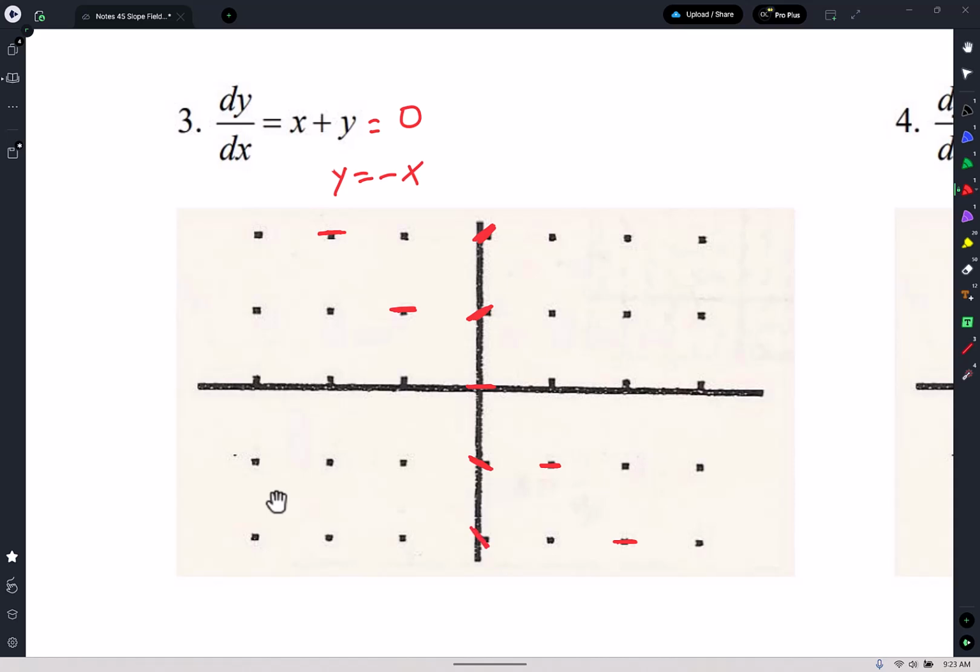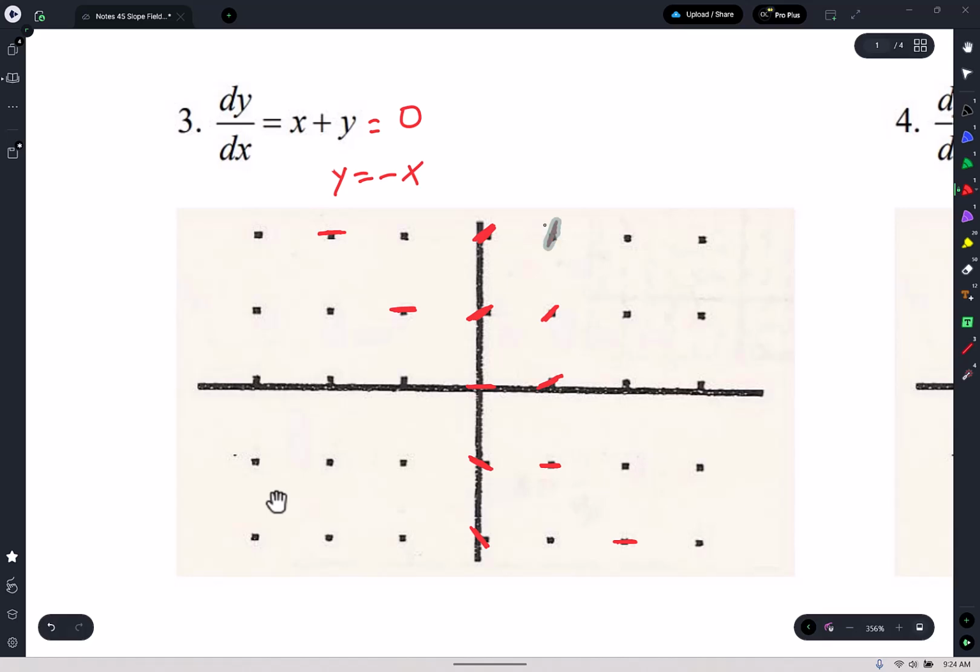Let's go to the x equals 1 now. At 1, 0, 1 plus 0 is 1, so make it the same steepness as this one over here. A little flatter. At 1, 1, that's 1 plus 1 is 2, so make it the same steepness as this one right here, the one on the y-axis. And then at 1, 2, that slope is 3, so make it steeper. See?